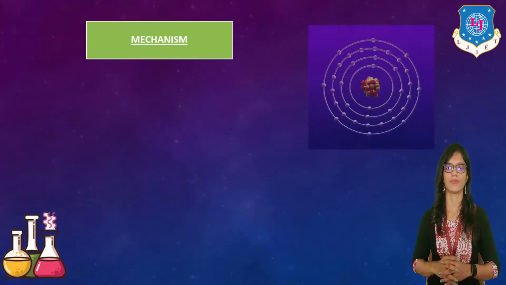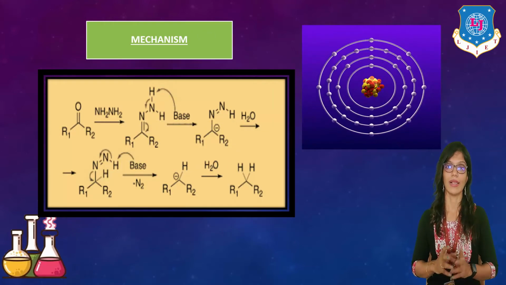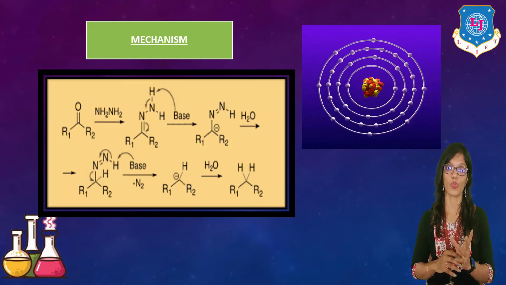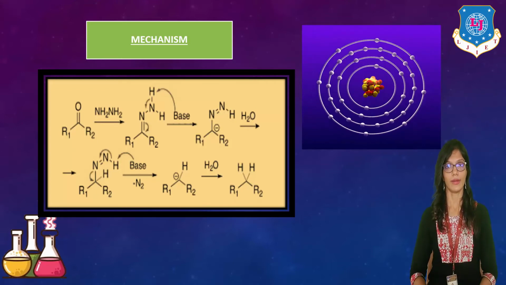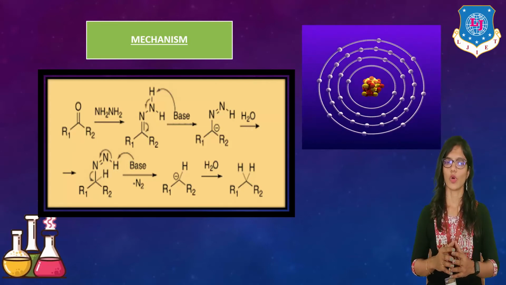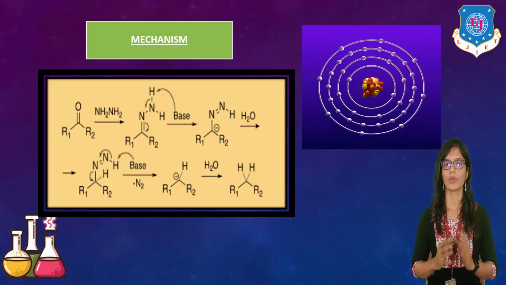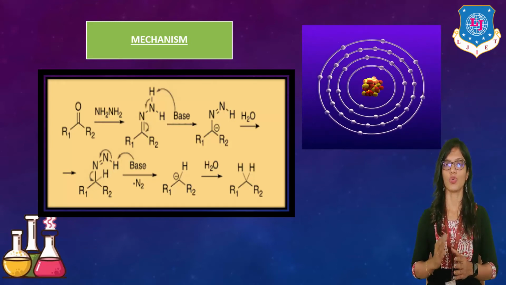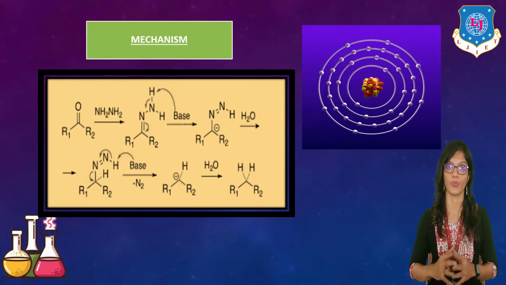Now let's see what is the mechanism of Wolff-Kishner reduction. That means let's see how C double bond O groups will be converted, or will be reduced, how the reduction of that group will be there. So first of all, the carbon which contains the carbonyl group, that is C double bond O, will react with NH2. First of all, what it will form is the carbon attached with 2 R and double bonded with N NH2 group.